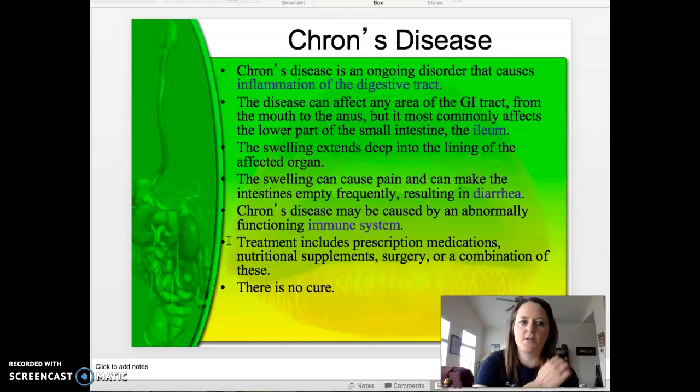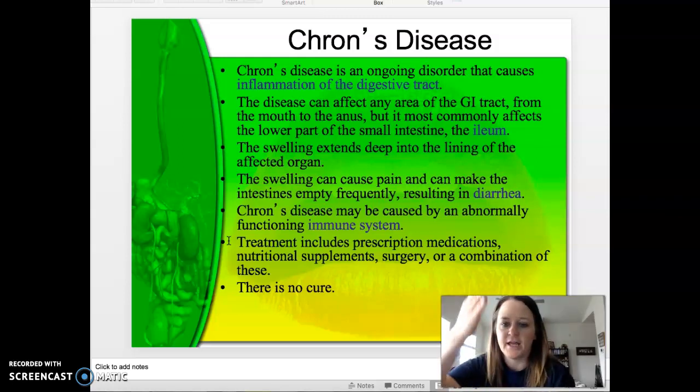You may or may not know somebody that has this. I've had a couple students in the past. So it's basically just an inflammation of the digestive tract. There's no cure for this. They're just born with it. It's kind of a genetic disorder, but it can affect basically anywhere from the mouth all the way down to the anus. Most of the time, it affects the small intestine, so the ileum.